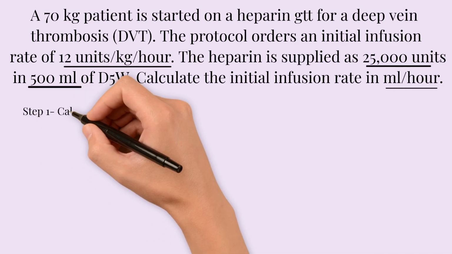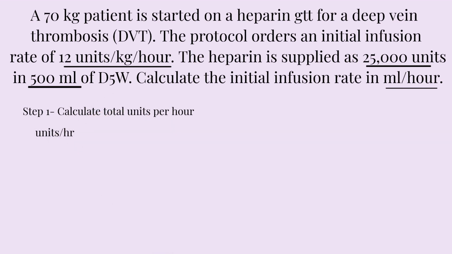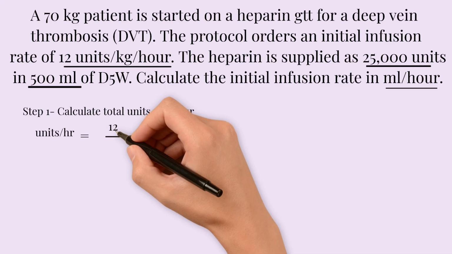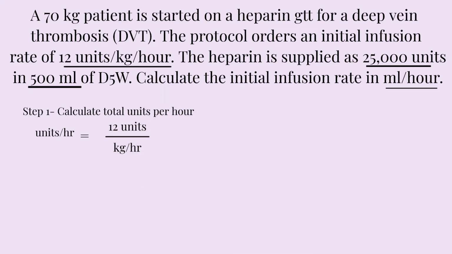So step one, we're going to calculate the total units per hour. First we're going to write out what we're looking for, which is units per hour. So we're going to find units on top. And we know from the question at hand and the things we underlined above, we have 12 units per kilogram per hour. We're looking at the end for units per hour.